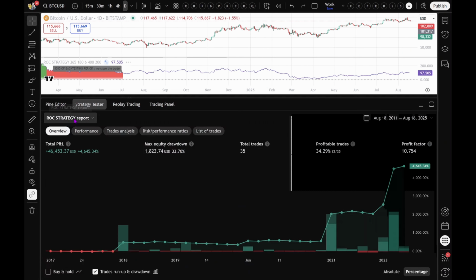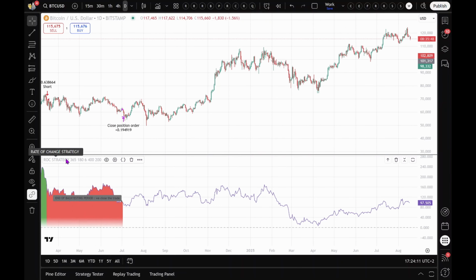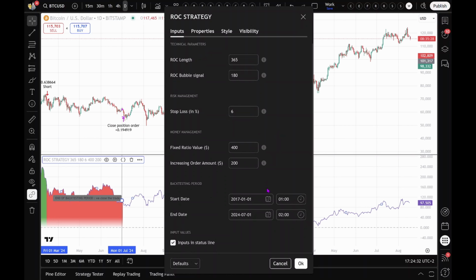Then we have this page opening. Before analyzing the strategy results, let's carefully choose the parameters. We click on Settings, and we can see that the ROC length is 365 because we want to look at the 1-year change. The ROC bubble signal is 180 because we're on the Bitcoin chart, which is a cryptocurrency. For risk management, we have a maximum loss of 6% per trade. Here we set money management, and here we choose the backtesting period. So let's backtest until today.